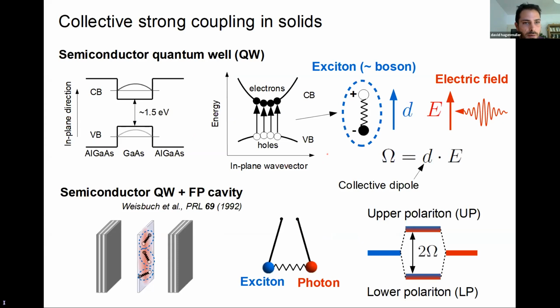So historically, the strong coupling regime in solids has been first achieved in quantum wells, which are semiconductor heterostructures. So in this case, one can couple the transition between the valence and the conduction band of the semiconductor host. And the excitation coupled to light is a superposition of electrons and holes bound together by Coulomb interactions, which is called an exciton. So when the exciton density is sufficiently small, excitons behave as bosons, and one can think of the exciton-photon coupling as two coupled harmonic oscillators. So as for atoms, this coupling gives rise to two polaritons separated by a splitting, which is twice the collective vacuum Rabi frequency.